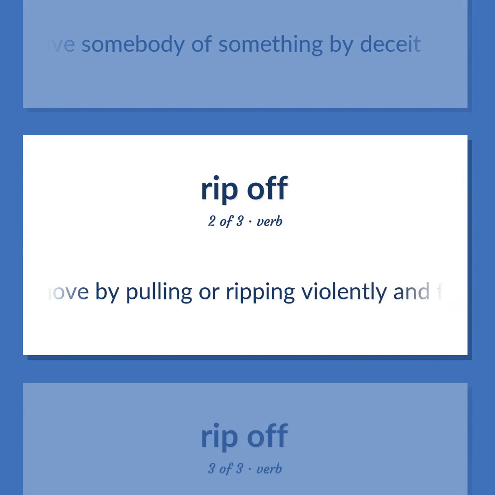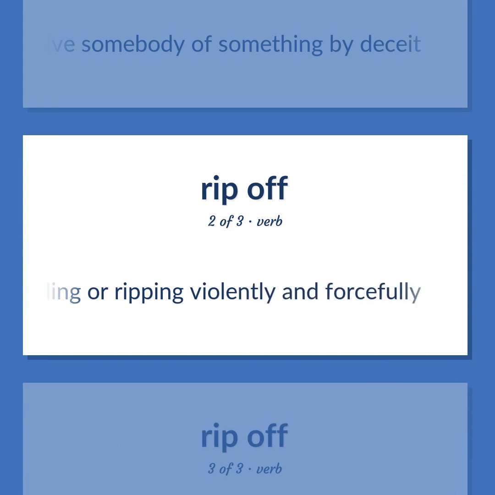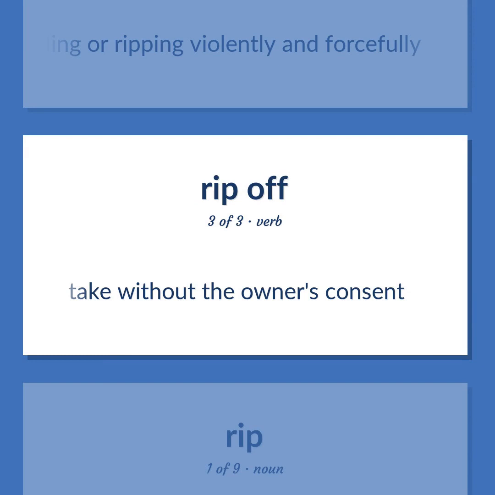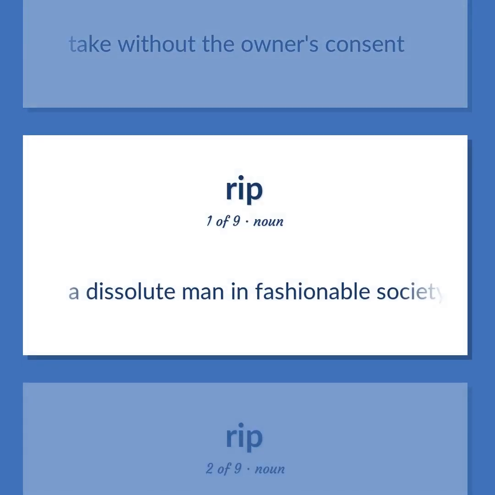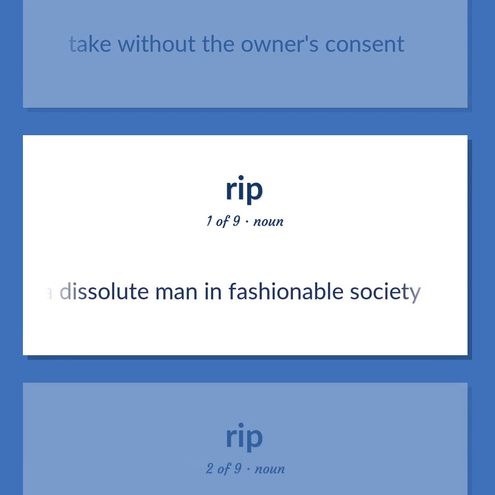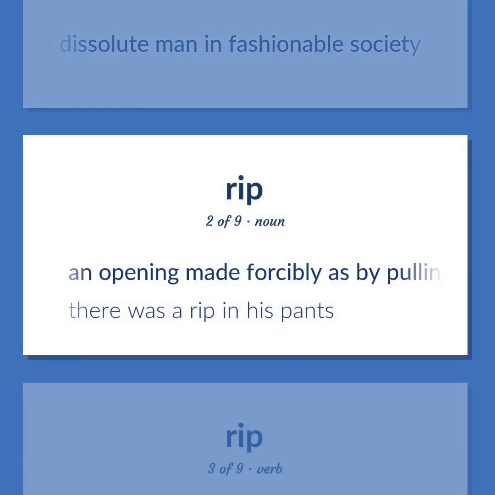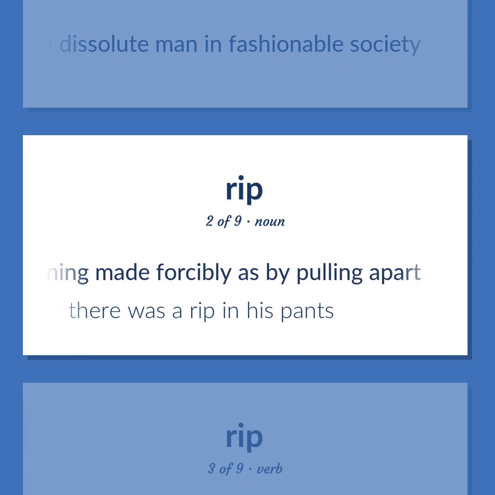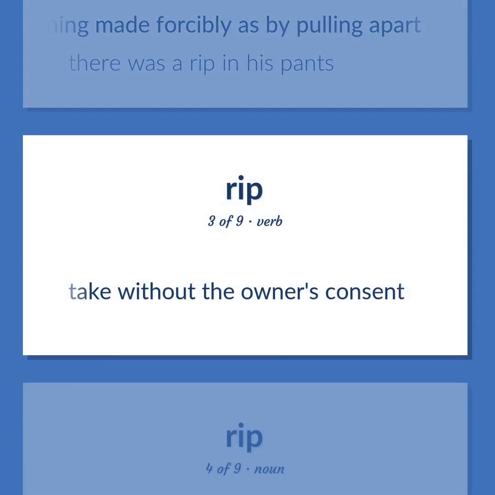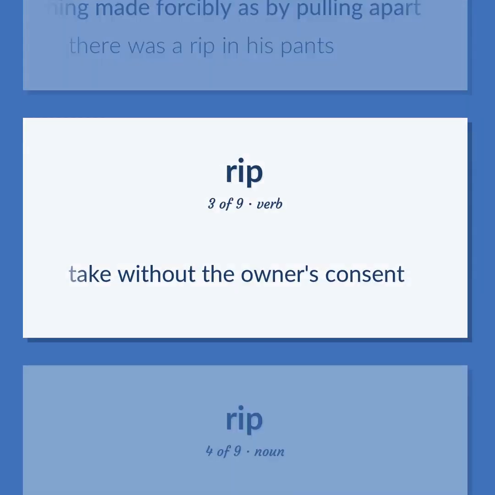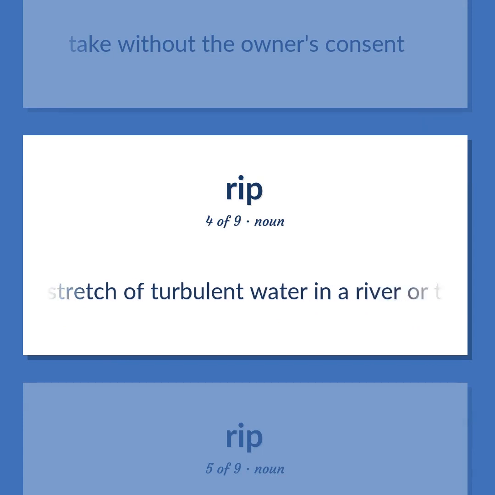Remove by pulling or ripping violently and forcefully. Take without the owner's consent. A dissolute man in fashionable society. An opening made forcibly as by pulling apart. There was a rip in his pants. Take without the owner's consent. A stretch of turbulent water in a river or the sea caused by one current flowing into or across another current.